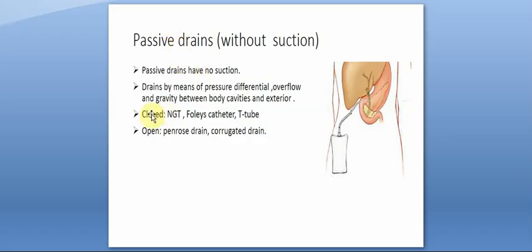Under passive drains, again we have closed and open types. You need not remember these two types again, but remember the examples of passive drain: NG tube, Foley's catheter, which is used to drain the urine, T tube, and Penrose drain. So passive drains don't have suction.